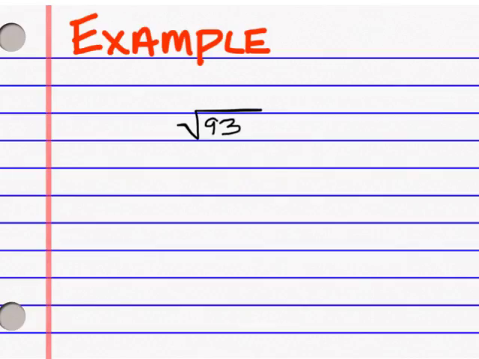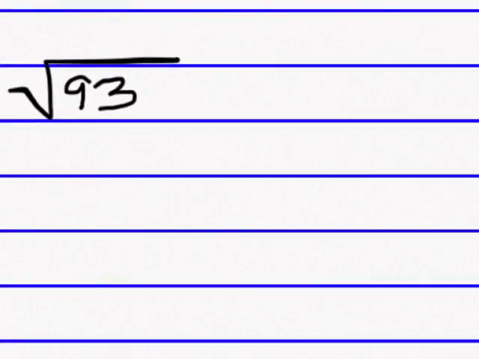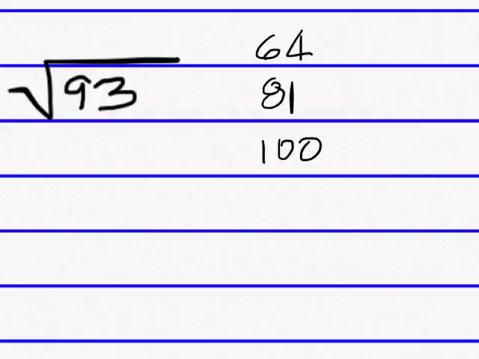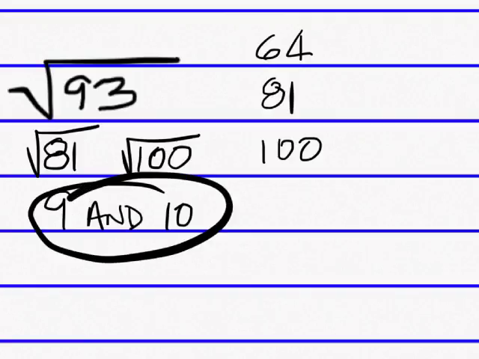Here's another one. Square root of 93. So we're going to need some higher perfect squares this time. How about 64, 81, 100? What 2 numbers is 93 between? 81 and 100. So find the square root of both of them. 9 and 10 will be your answer.